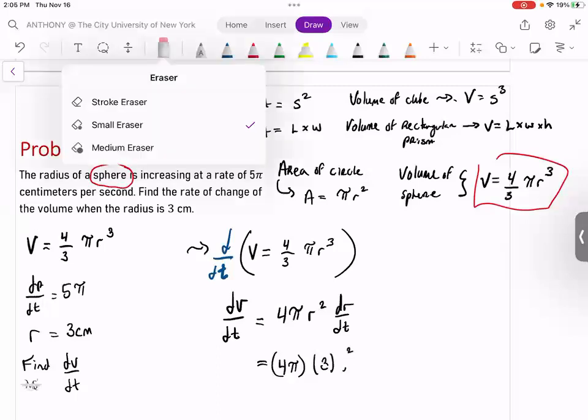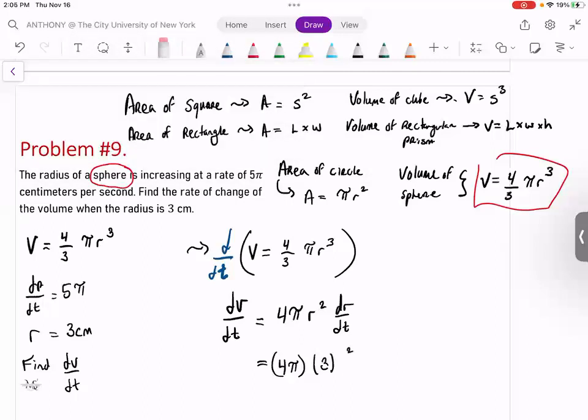Wait, what's going on? I thought I was just gonna erase. There we go. So we have 3 squared, and then dr/dt is 5 pi. Oopsie.